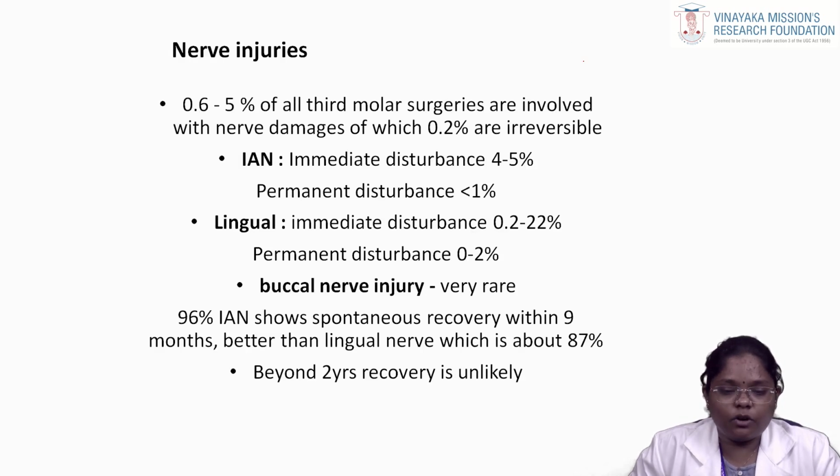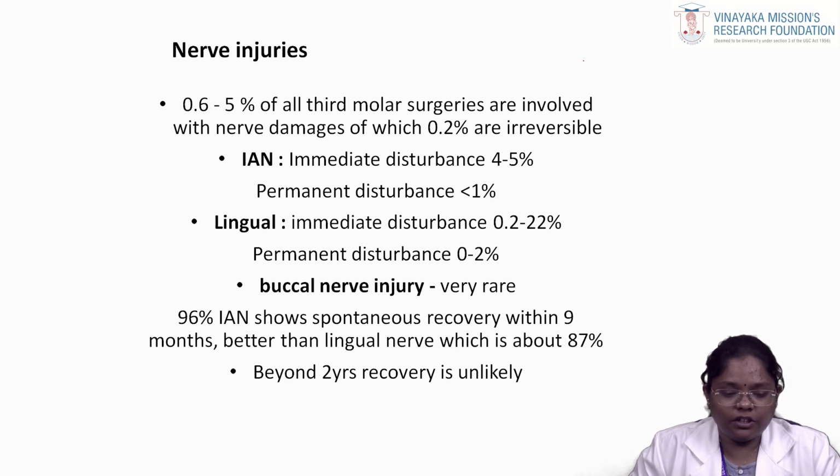0.6 to 5% of all third molar surgeries involve nerve damage, of which 0.2% are irreversible. Inferior alveolar nerve causes immediate disturbance in 4 to 5% and permanent disturbance in less than 1%. Lingual nerve immediate disturbance happens at the rate of 0.2 to 22%. Permanent disturbance of only 0 to 2% has been reported. Buccal nerve injury is very rare.